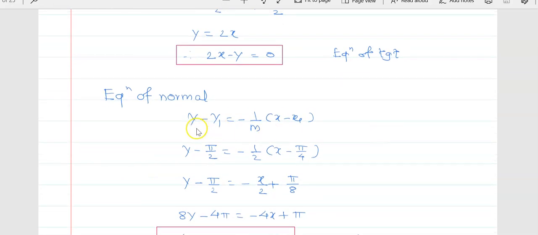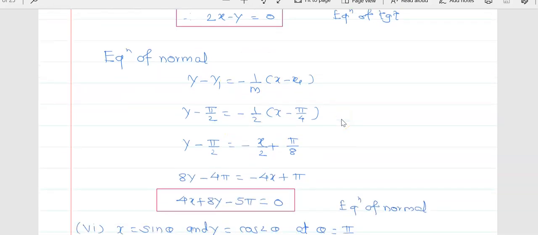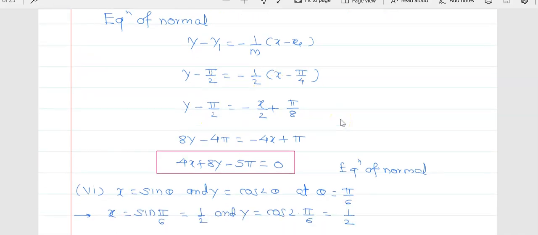Now the equation of the normal, y minus y1 is equal to minus 1 upon m in bracket x minus x1. That is y minus pi by 2 is equal to minus 1 upon 2 in bracket x minus pi by 4. That is y minus pi by 4 is equal to minus x upon 2 plus pi by 8. Now simplify this, multiply the given equation by the LCM, that is 8, then you will get 8y minus 4y is equal to minus 4x plus 5. Therefore, the equation of the normal is 4x plus 8y minus 5, that is equal to 0. This is the equation of the normal.